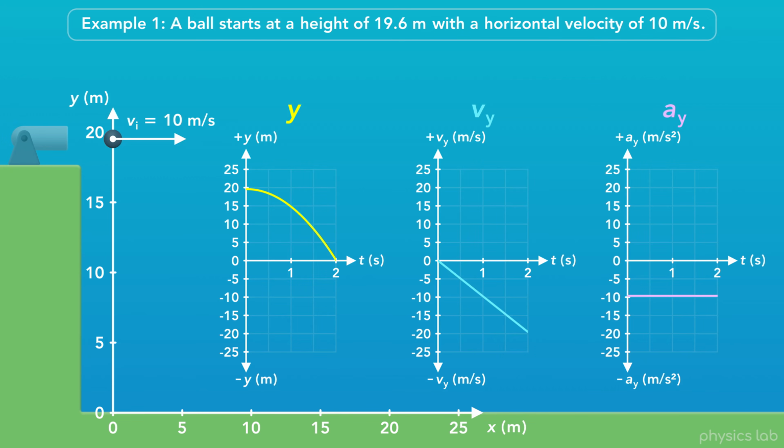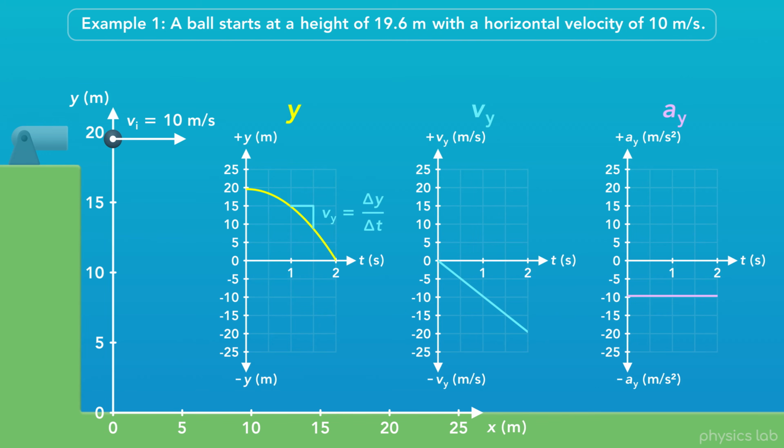Here's the y position, y velocity, and y acceleration graphs together. The y acceleration is always a constant negative 9.8 meters per second squared, so it's a flat line. The slope of the velocity graph is the acceleration. The acceleration is negative, so the slope of the velocity graph is negative. And the slope is constant, so the velocity is a straight line.